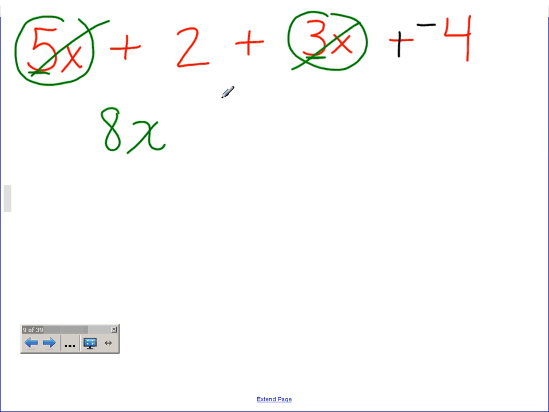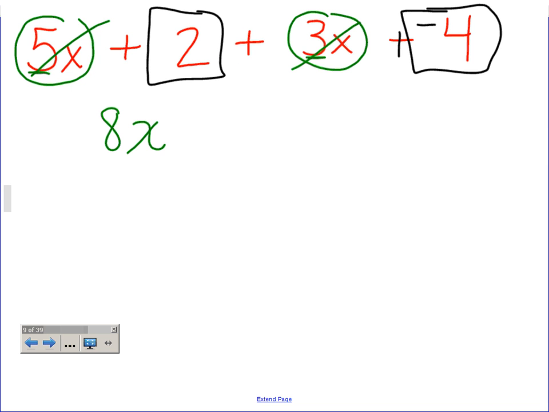Then I'm going to look for more like terms. Well, I see 2 and -4. Those are both normal numbers. Okay, I'm going to add those together. So I know that 2 plus -4 is -2. So my answer is 8x plus -2. I can also write it the other way, -2 plus 8x, because when you add, the order does not matter. This would be my simplified expression.